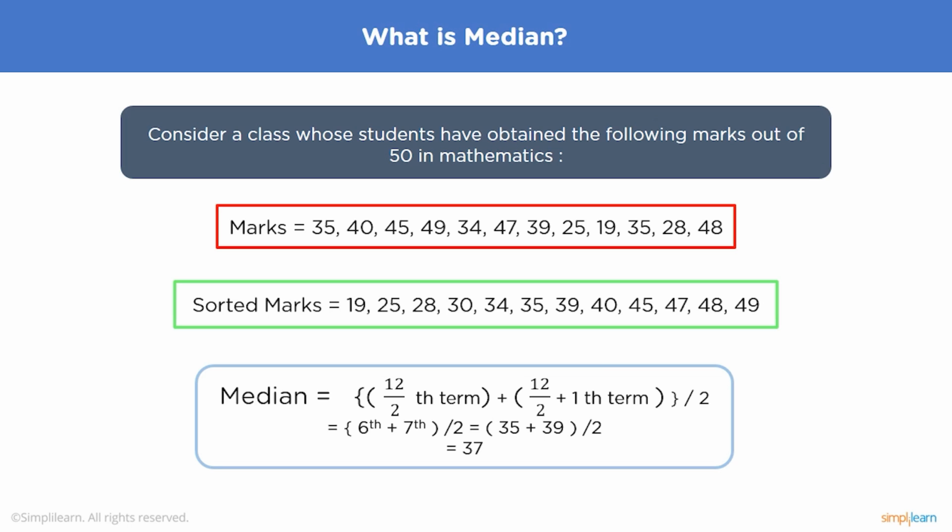But we have 12 numbers here. To calculate the median of an even number of terms, we take the number of terms divided by 2, which here is the 12/2 term, and the term after that, which is the 12/2 + 1th term, which equates to the 6th and 7th term. Add both of them up and divide by 2. 35 plus 39 divided by 2 gives us 37. This would be the median in this case.